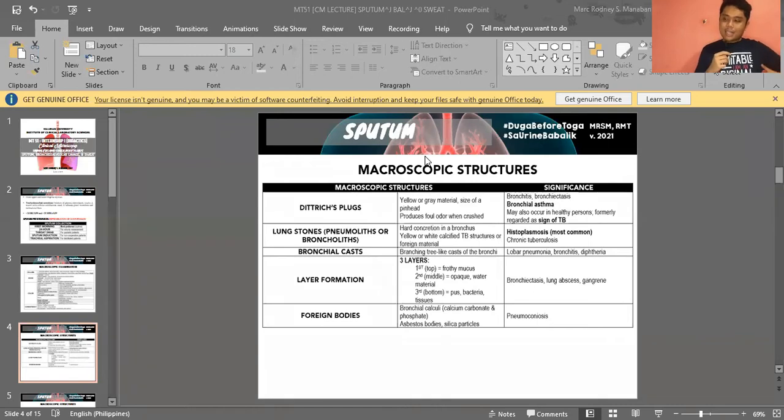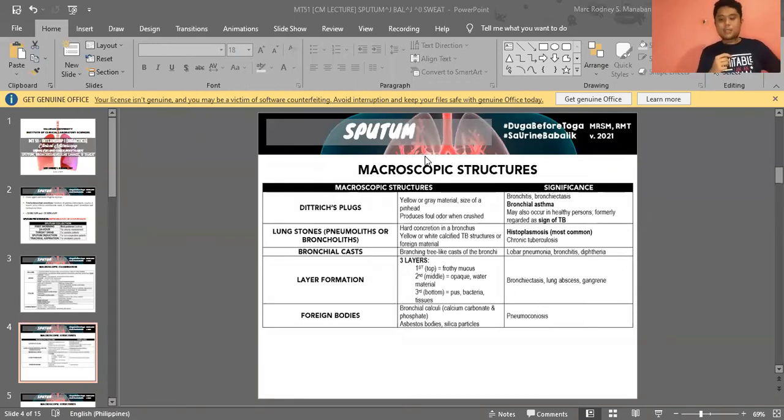Bronchial casts are casts that take the shape of the bronchial tree. It's usually seen in lobar pneumonia, bronchitis, and diphtheria. Now, layer formation of your sputum: the first layer is frothy mucus, the second layer consists of opaque watery material, and the third consists of pus, bacteria, and tissues. The significance is bronchiectasis, lung abscess, and gangrene.